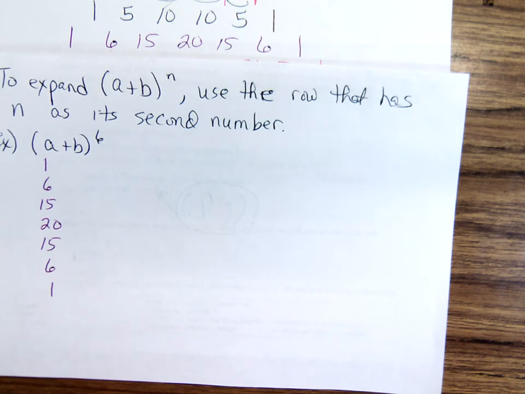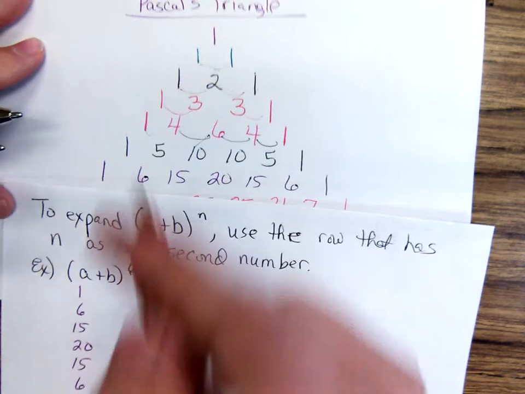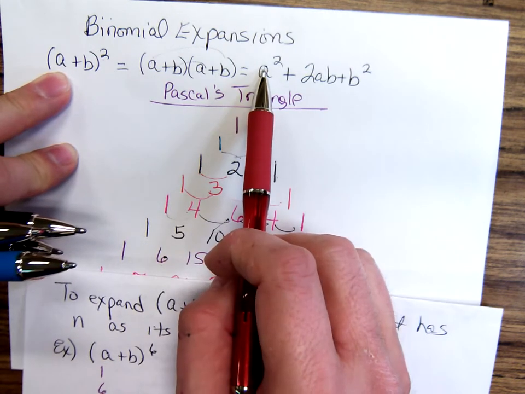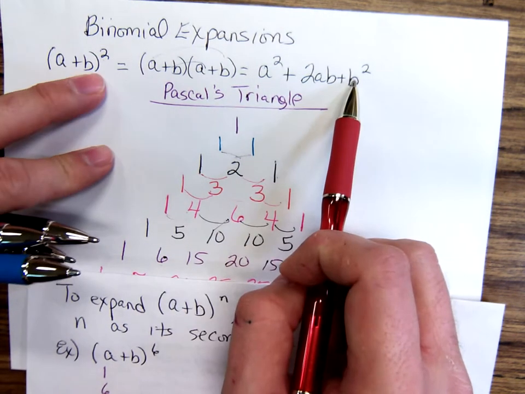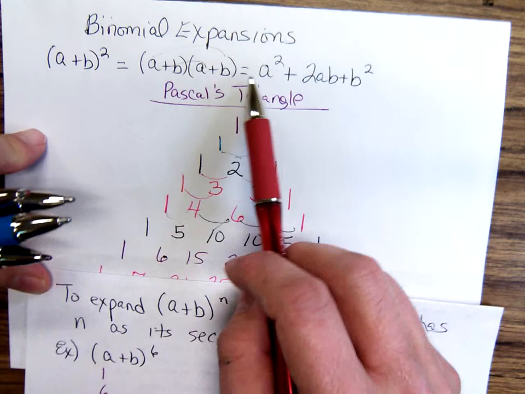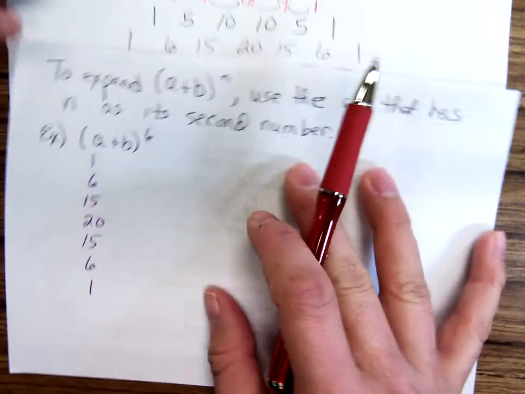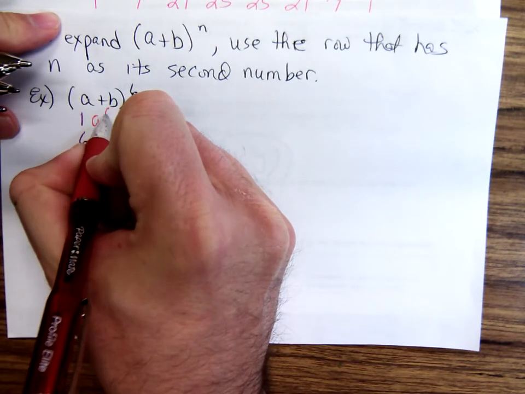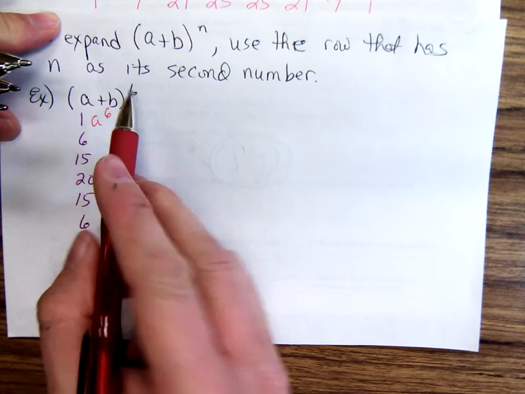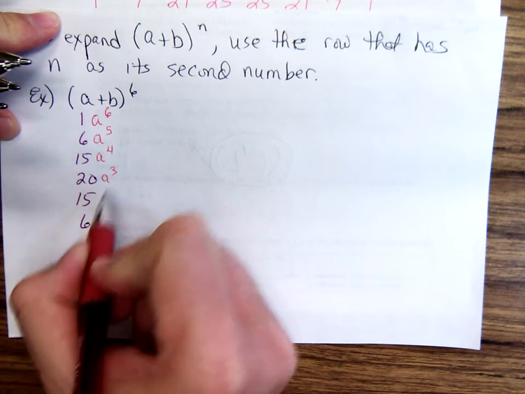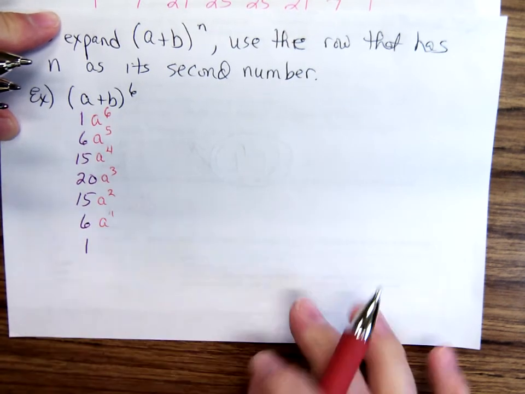Now, to imagine FOILing it out, when we FOILed out a plus b squared, the first term we got was a squared, and the last term was b squared. If we were FOILing out a plus b to the 6th, ultimately the first term you'd get is a to the 6th. So coming up here, you write a to the 6th, take that first term, raise it to the 6th power, and then start decreasing the exponent: 5, 4, 3, 2, 1.